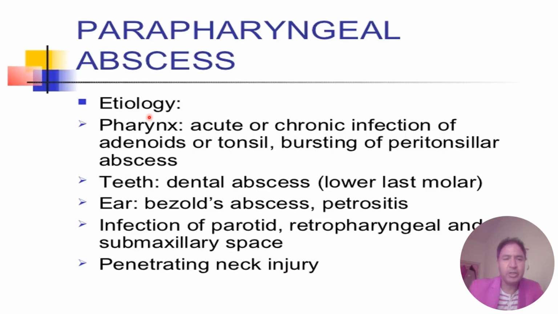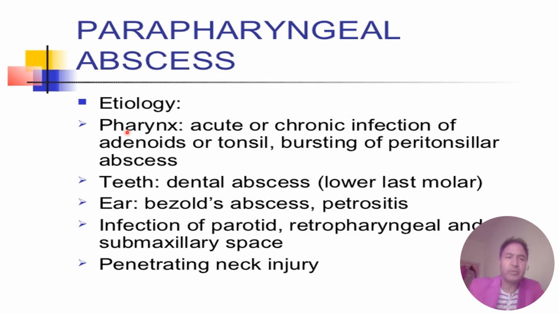Parapharyngeal abscess etiology. Pharynx: acute and chronic infection of the adenoids or tonsils, bursting of a peritonsillar abscess. Teeth: dental abscess, lower last molar. Ear: Bezold abscess, petrositis, and infection of the parotid, retropharyngeal, and submaxillary spaces, and penetrating neck injury. Did you get it?